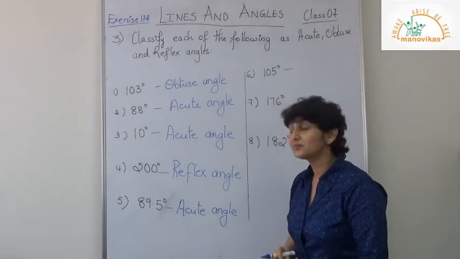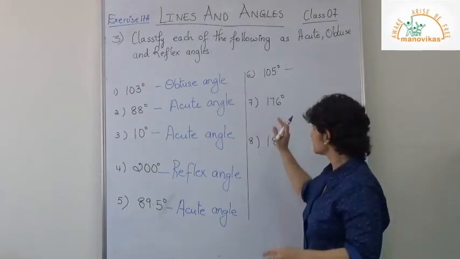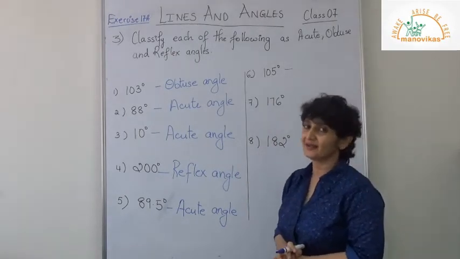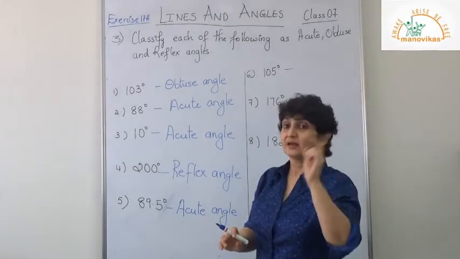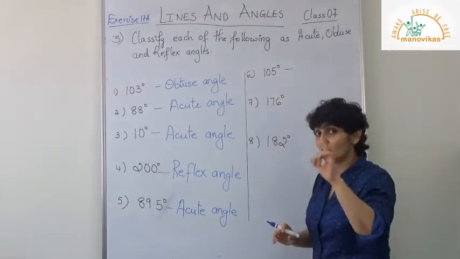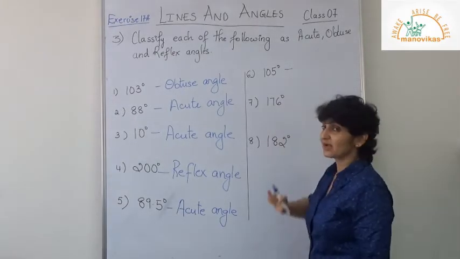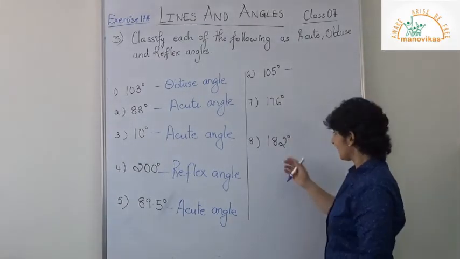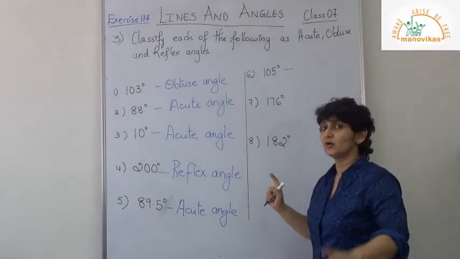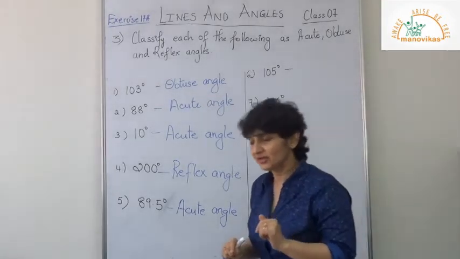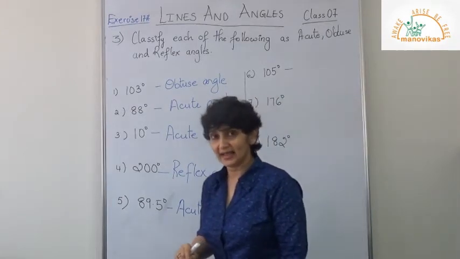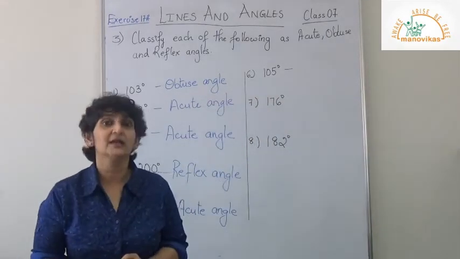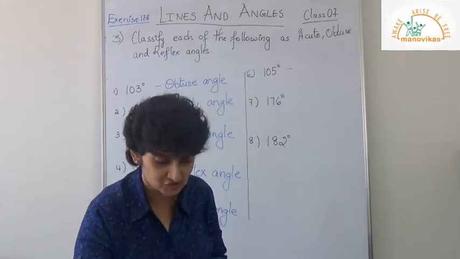176 is an obtuse angle. Why? It is less than 180 but more than 90, so this becomes an obtuse angle. And 182 is a reflex angle. Why? Because it is more than 180. I'm sure you've understood. Let's move to the next question.